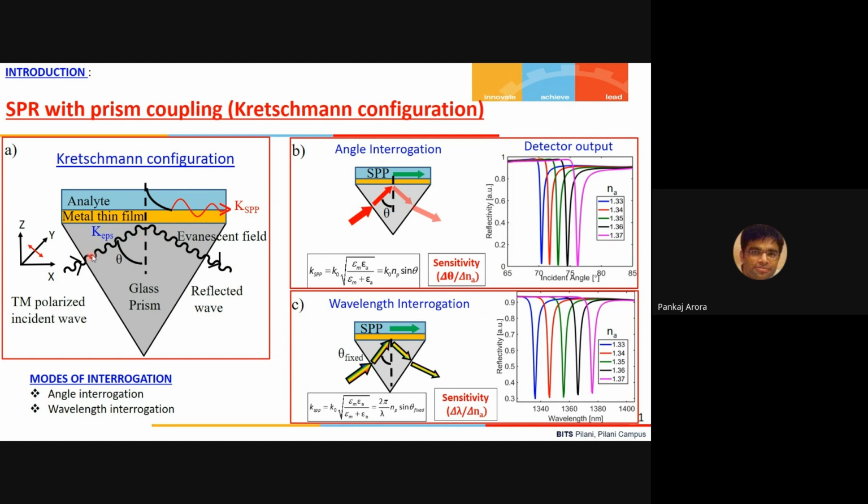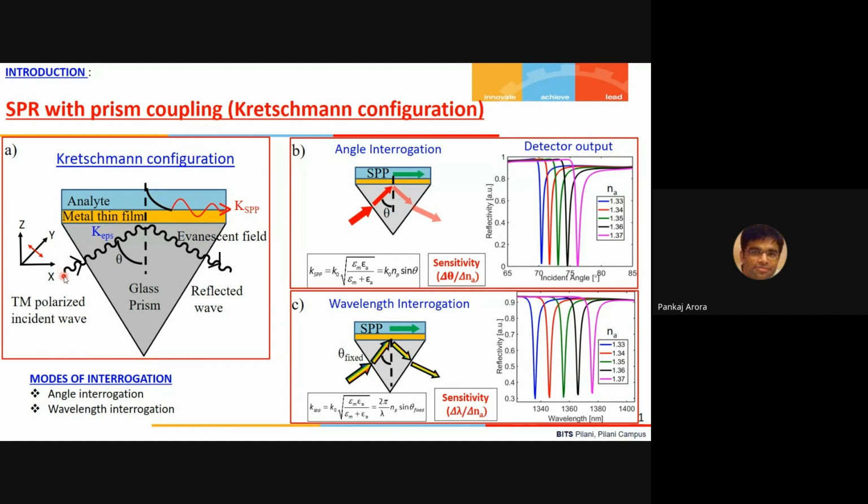But since there are free electrons in the metal, gold or silver, at one particular resonance condition, the whole energy of this light will transfer to the electrons and they start to oscillate. The oscillation of these electrons is called the surface plasmon. I'll get back to that. What is that condition? When does it happen?